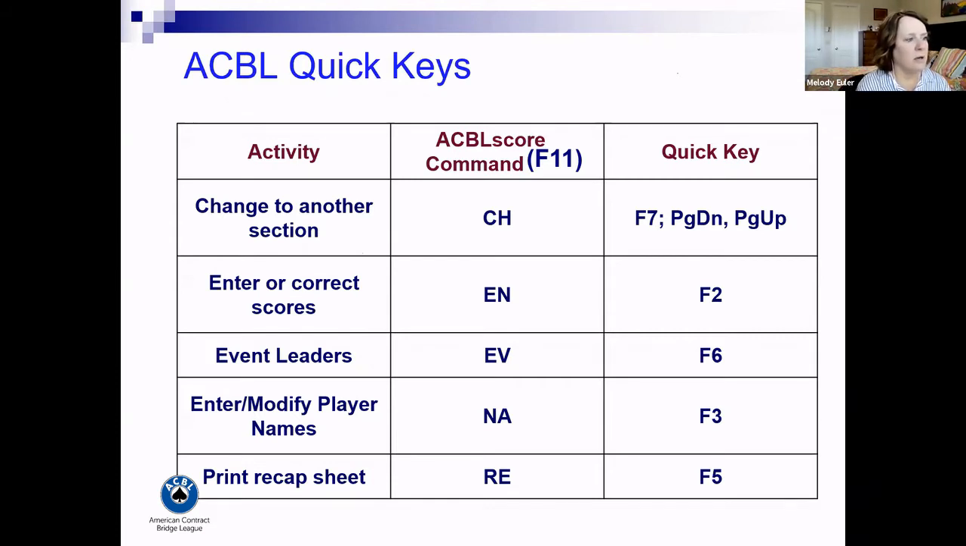If you hit F11 and start to type these letters, this is what you're going to get, but you can just use the quick keys. F6 is for event leaders. You can also do F3 to enter names. For Bridgemates, you use F11 BMN, and the way I remember it is "bring many names." That's how you bring in your Bridgemate options, your Bridgemate names. And then recap is F5.